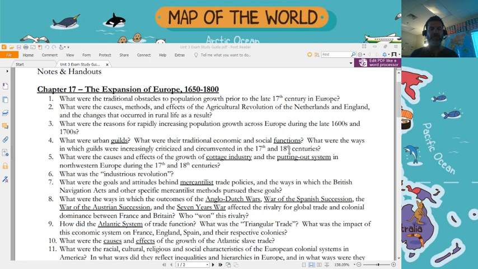And essentially this is one of the things that started contributing to the higher standard of living that emerged in places like France and England during the 1700s.